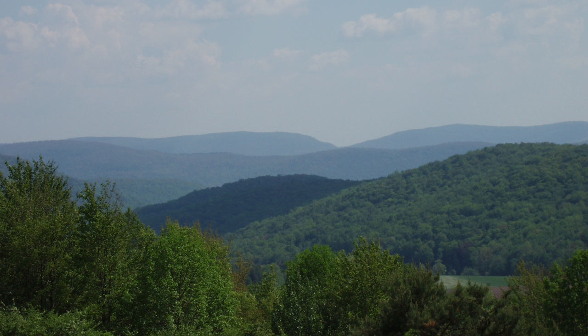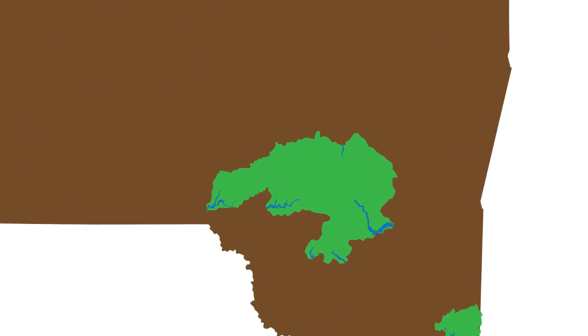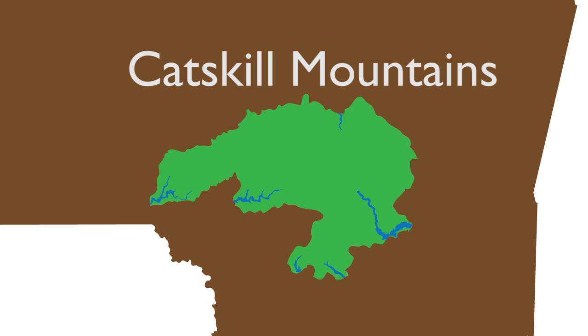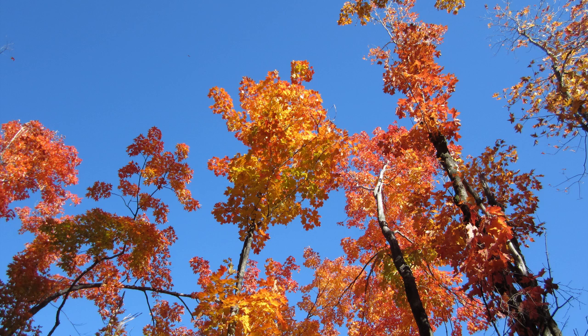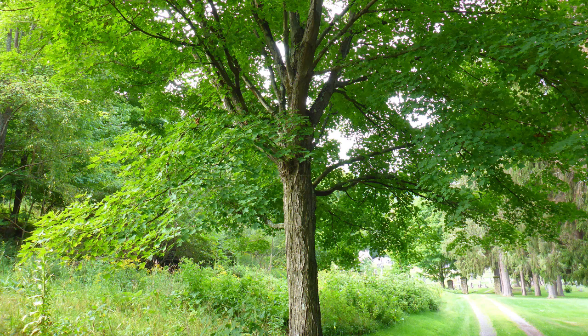Foresters use the term hardwood in reference to deciduous trees, or those that lose their leaves during winter. Hardwoods are the most common trees you'll find in the Catskill Mountains, and there are 7 key ones you should learn to identify. Sugar maple is the state tree of New York and can be found in most woodlots.